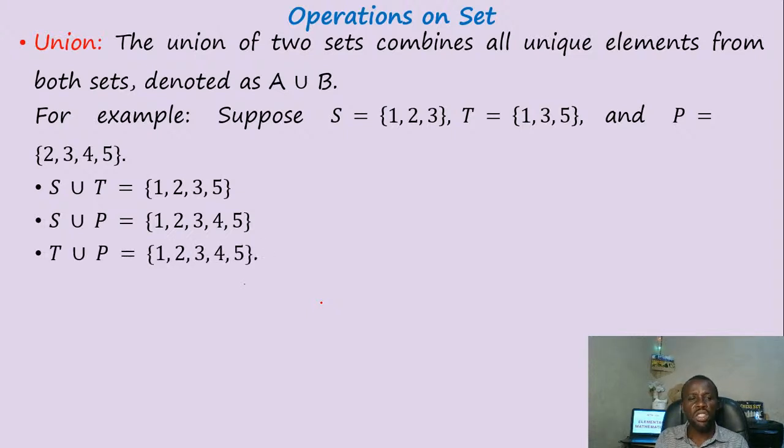Now, the next one is T union P. So I think you should be able to do that. T union P will be 1, 2, 3, 4, 5. Yeah, combining everything together.